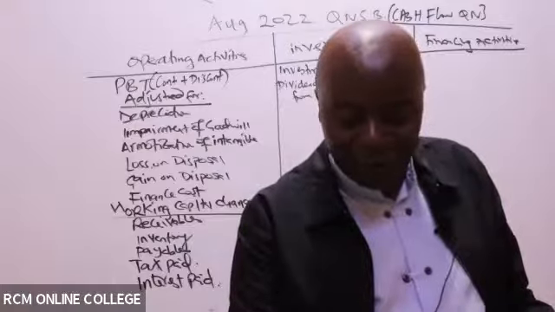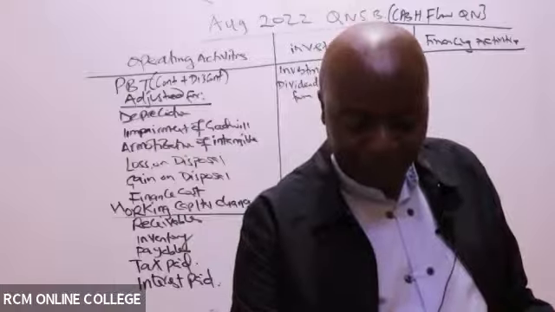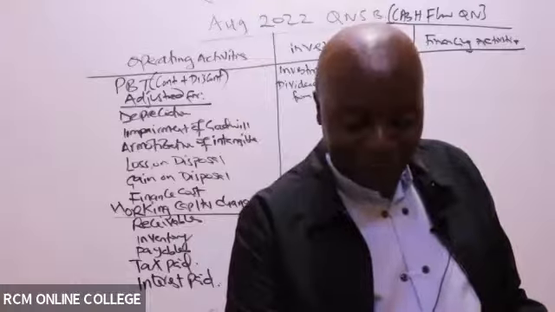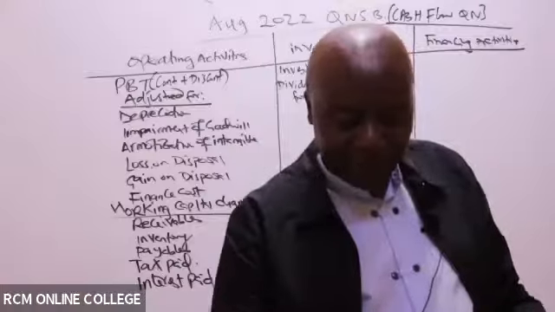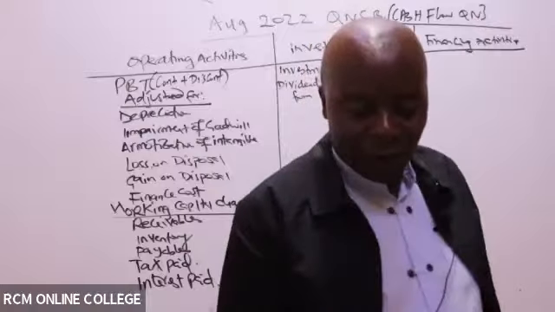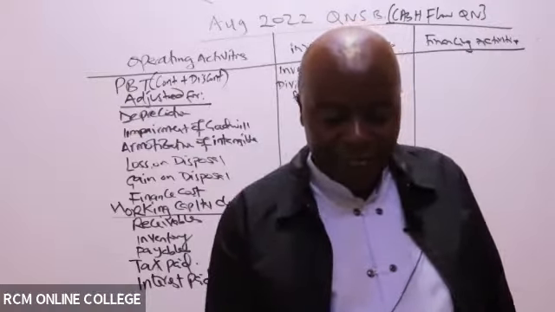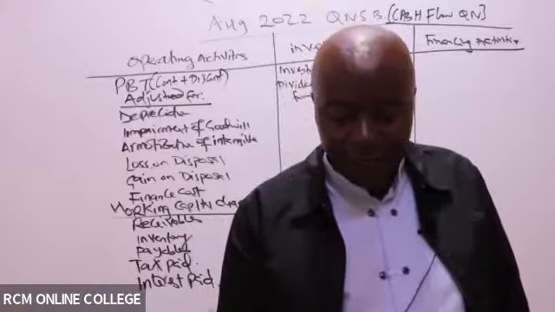Dividends paid, of course, they have given us dividends paid. How much dividend was paid? They've told us on that same line: W Limited purchased a 40% interest in an associate for cash on 1st April 2021. The associate paid a dividend of 80 million for the year ended 31st.